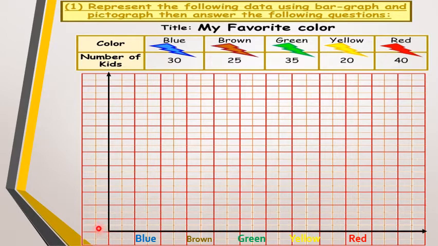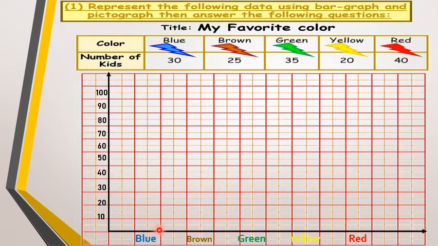Do I write the scale 1, 2, 3, and so on? As you can see here, I have 30, 25, 35, 20, and 40. So I should write it using skip counting, because it will be more accurate for me to get the numbers. So I will write it using skip counting by 10: 10, 20, 30, 40, 50, 60, 70, 80, 90, and 100.